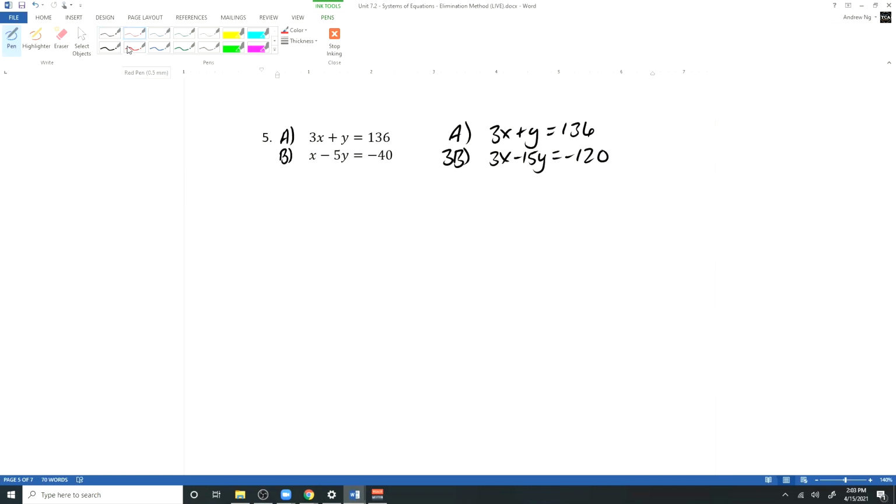And now that they're exactly the same, positive 3x and positive 3x, I'm going to subtract these. Remember, same sign, subtract. Three x will cancel. Y minus negative 15y, careful with your negatives. So this will be 16y is equal to 136 minus negative 120. So that's going to be 256 because I'm subtracting a negative.